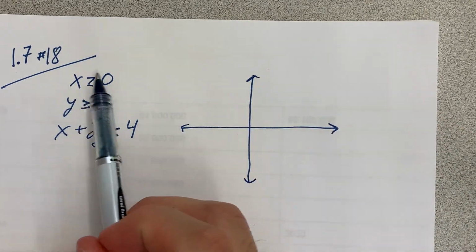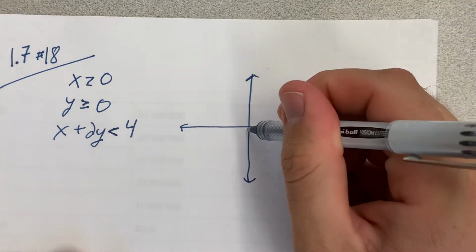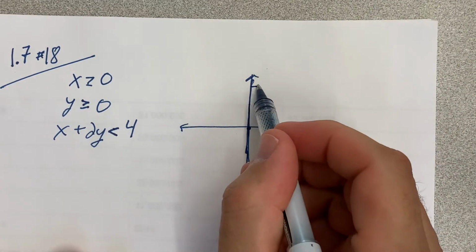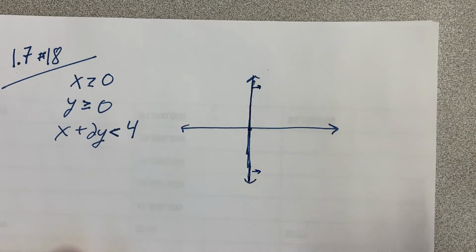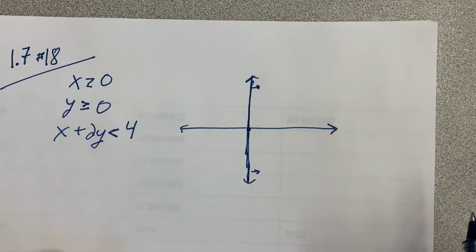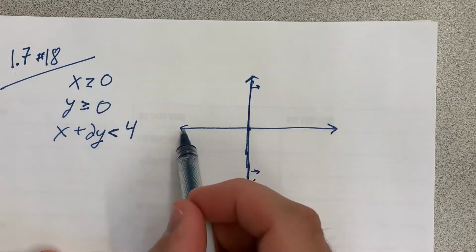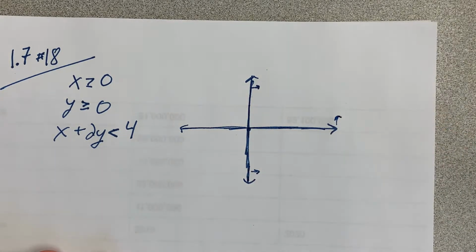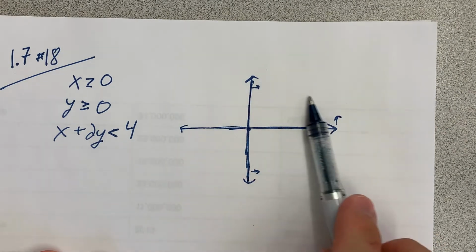So x greater than or equal to 0. Well, that is the y-axis, because here's x equals 0, and there's the graph right there. And it's greater than or equal to, so we're going to shade to the right. I'm not going to shade yet, so my drawing doesn't get too ugly. Y greater than or equal to 0, that is the x-axis, and it's going to be above that. So right now we're down into this quadrant right here.